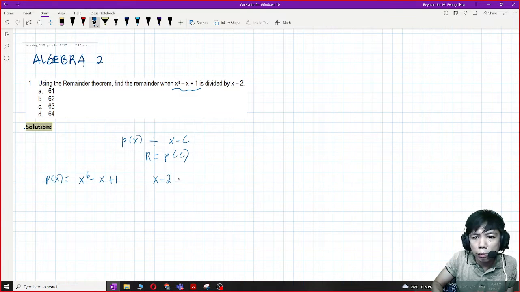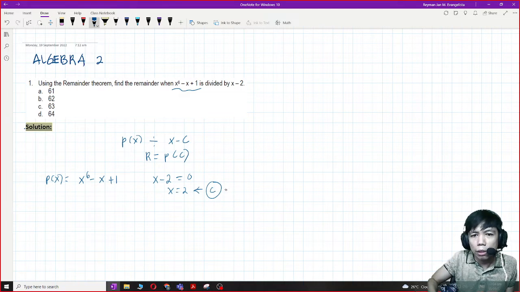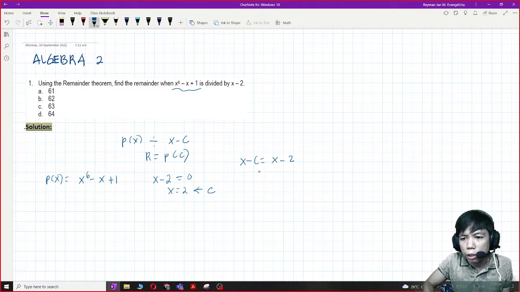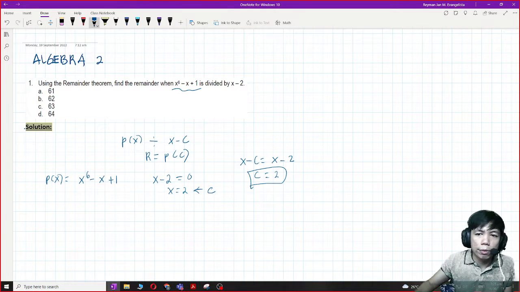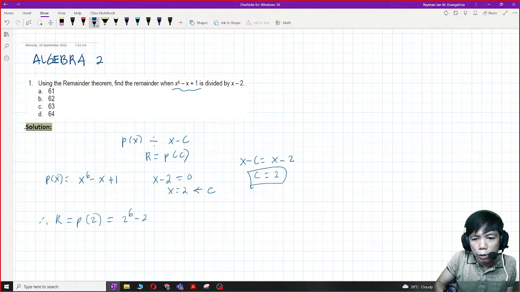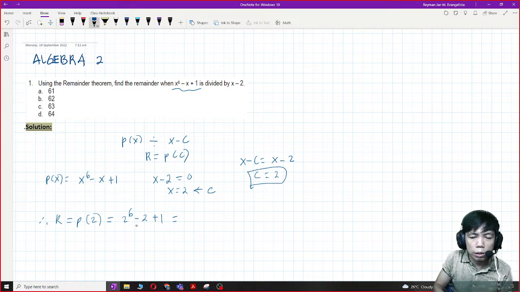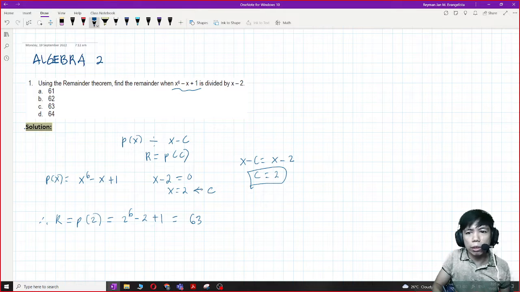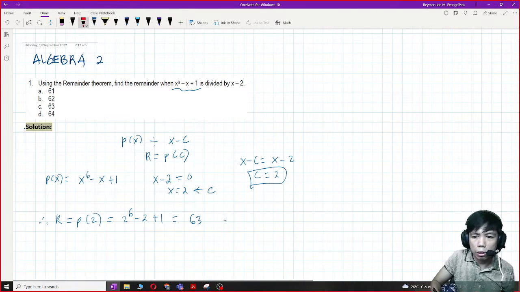So you have two ways to find c. Pwede mong equate to 0 then solve for x, ito na yung magiging c mo. Pwede rin compare yung x minus c sa x minus 2. So obviously, yung ating c dyan is positive 2. Therefore, the remainder when p of x is divided by x minus 2, you just have to evaluate p of 2. That is 2 raised to 6 minus 2 plus 1. 2 raised to 6 is 64, minus 2 is 62, plus 1, so 63. Therefore the remainder is 63, and the answer is letter C.